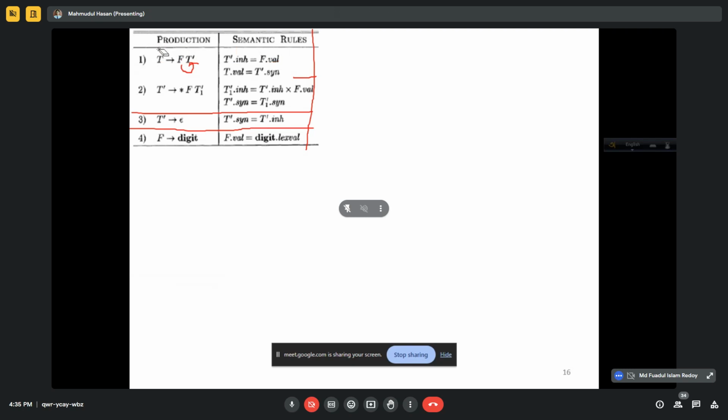And one thing you need to observe very carefully. There are two different attributes for the same symbol. It is possible. So there are two attributes, inherited and synthesized, for T dash. So it is possible to have more than one attribute for a symbol. Got it, everyone?